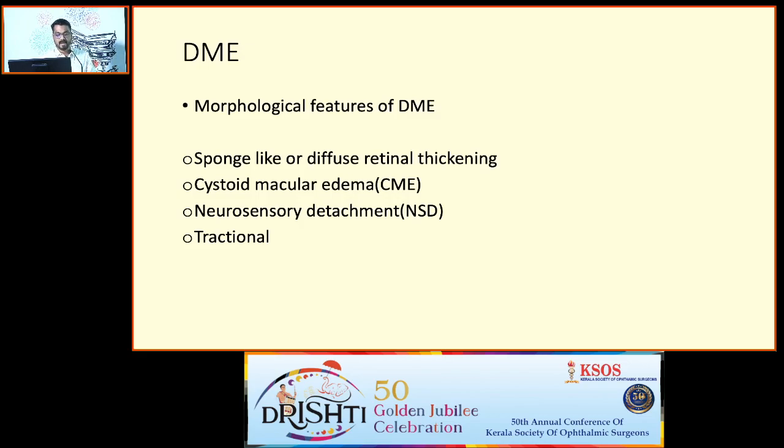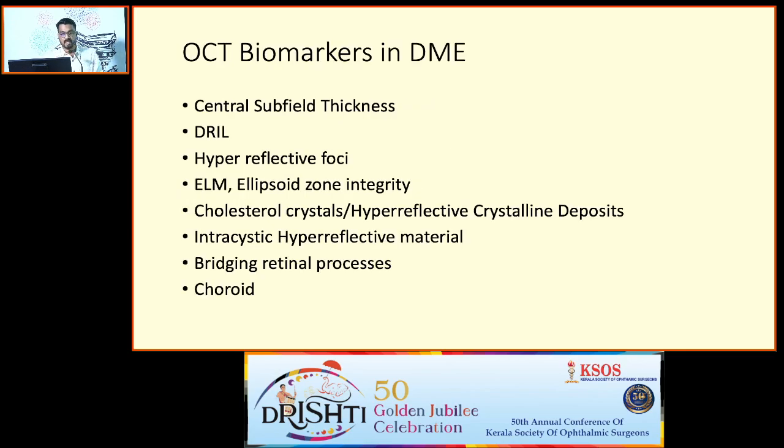Diabetic macular edema can be either tractional or non-tractional. For tractional, surgery might be the treatment of choice. Non-tractional edema, like spongiform, cystoid macular edema, or neurosensory detachment, requires medical treatment with lasers and injections. But classifying into these subtypes alone cannot actually prognosticate the diabetic macular edema. So we have these OCT biomarkers in DME.